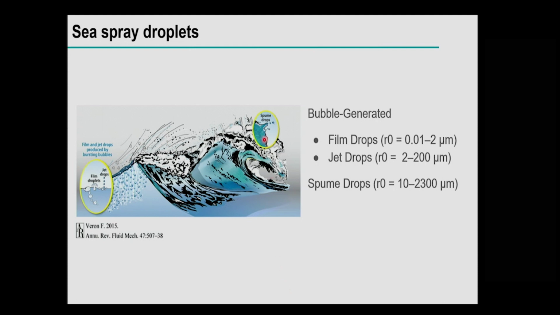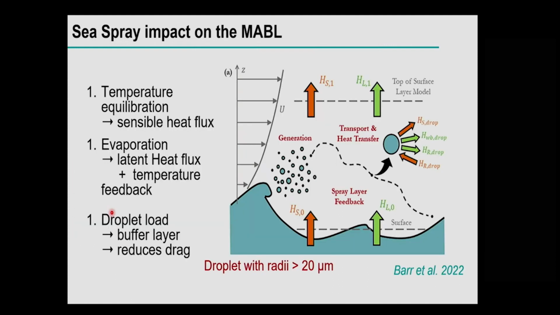The ones that are probably important for the momentum and the heat transfer are the larger drops, for which we have even fewer measurements than for the smaller ones created by bubbles coming to the surface. So why are big drops important? Well, once ejected, they first equilibrate the temperature, so that means there's a sensible heat flux. And then they start evaporating. Depending on how long they stay in the atmosphere, they can evaporate more or less. That implicates a latent heat flux and a temperature feedback.